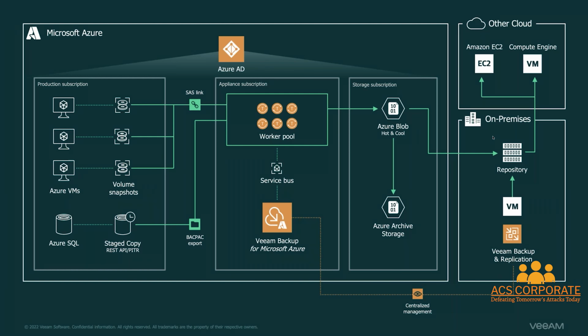And the deployment that we started off with can actually be performed by Veeam Backup and Replication. So you can go out and create a new appliance in Microsoft Azure from Veeam Backup and Replication and start protecting everything. Or you can link an existing Veeam Backup for Microsoft Azure appliance with your Veeam Backup and Replication server. And that gives you a number of benefits. The first one is centralized management.